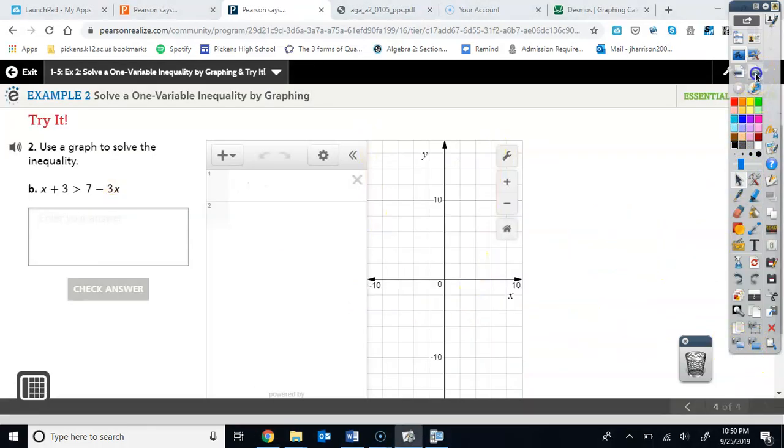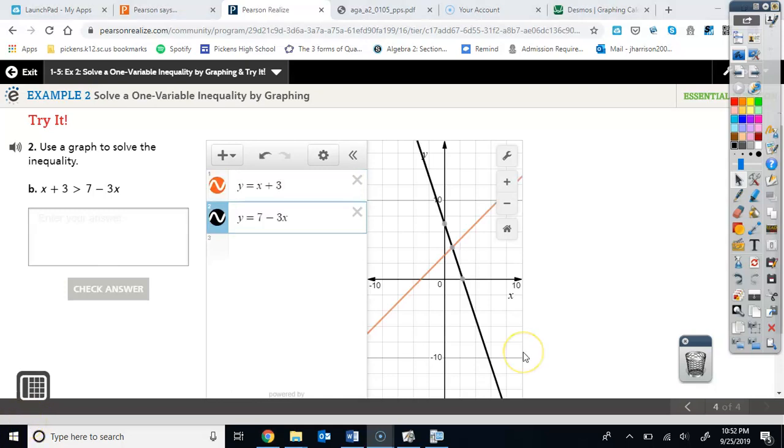So you can try this one as well. When is x plus 3 going to be greater than 7 minus 3x? This one has two sides of the equation, so set up two inequalities. Pause the video here and see if you can go through and find the solution.